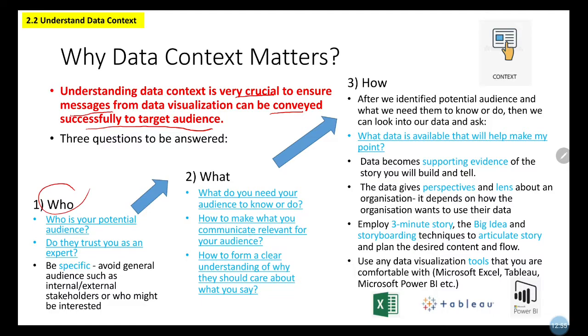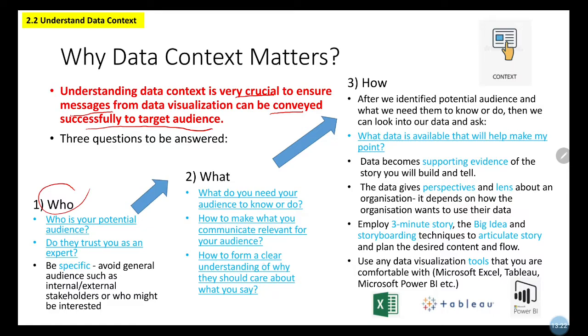How do you make sure that the information that you produce will be relevant for your audience? And then how to form a clear understanding of why they should care about what you say. What you say means what you produce or present in a visualization. So we have to ensure that they understand what we are presenting, what we want to show to them.